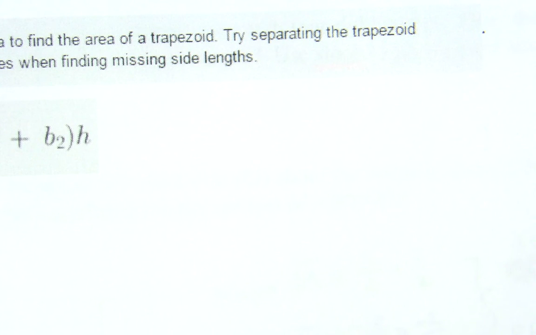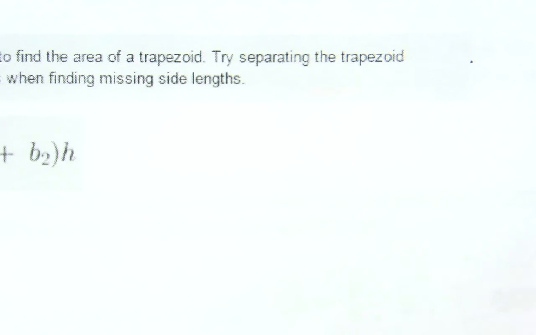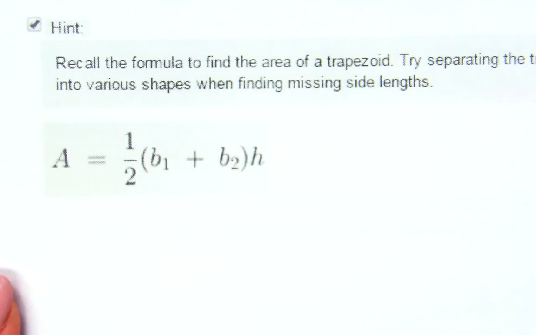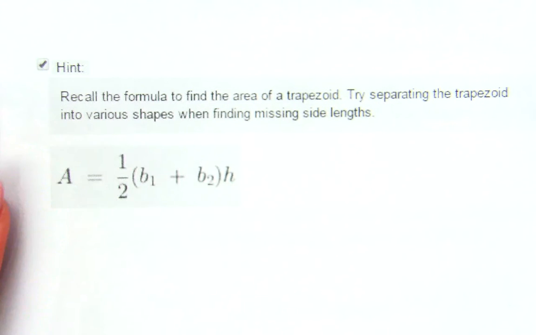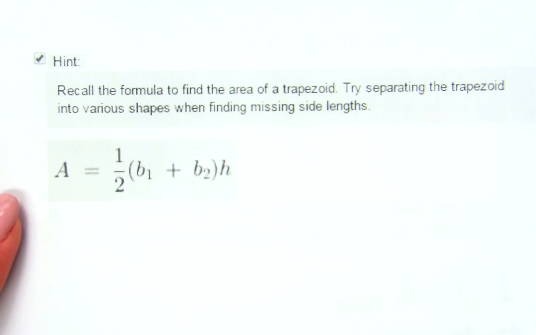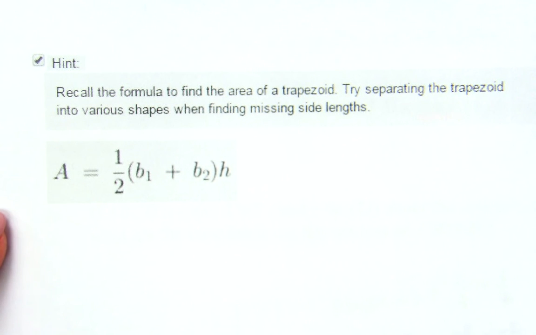All right, 9. Okay, we got to break this thing up. So determine the area and perimeter of the trapezoid at the right. And then it gives you a hint. Sorry, I'm on 9. It gives you a hint to recall the formula for the area of a trapezoid, which is 1/2 base 1 plus base 2 all multiplied by the height.